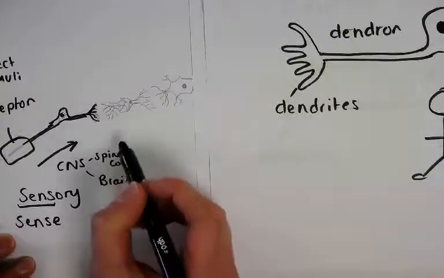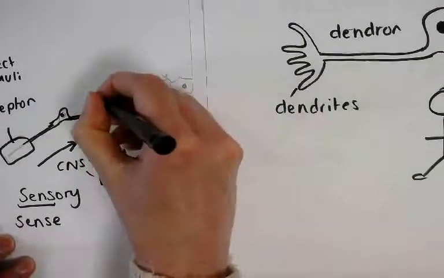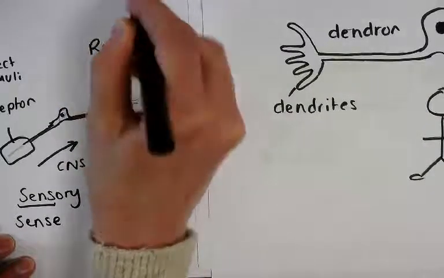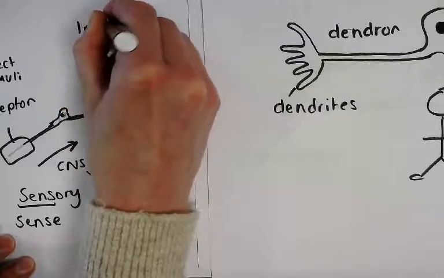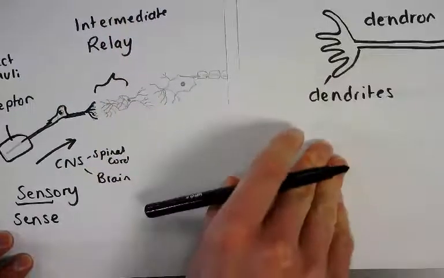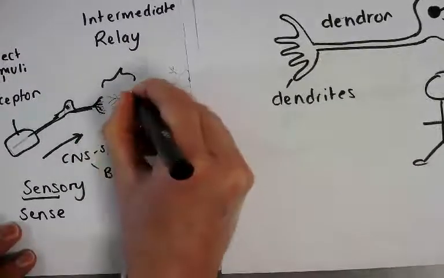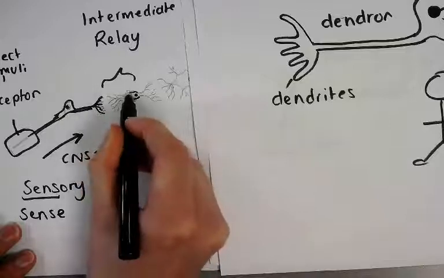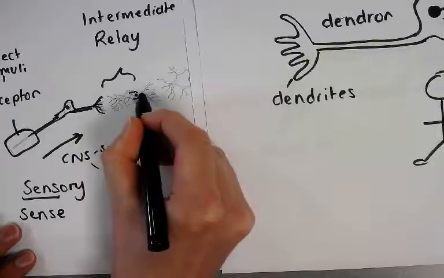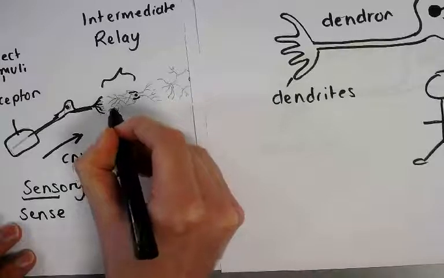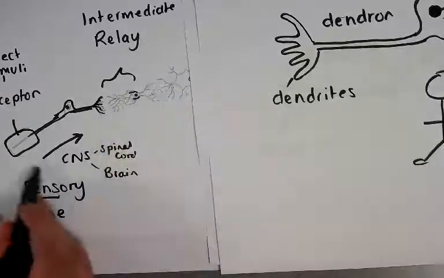Neurons in the brain and spinal cord tend to be a bit smaller, and we call these relay neurons. They're also sometimes referred to as intermediate neurons. And you can see here, just like the sensory neuron, we've got a nucleus with a cell body in here. This would be the dendron and the dendrites, and then this again would be the axon terminals here. And you can see there's branching on both sides of these, so that actually multiple sensory neurons could connect here.